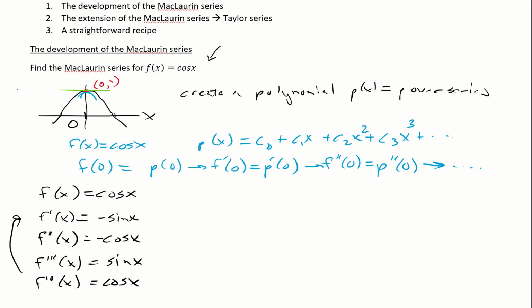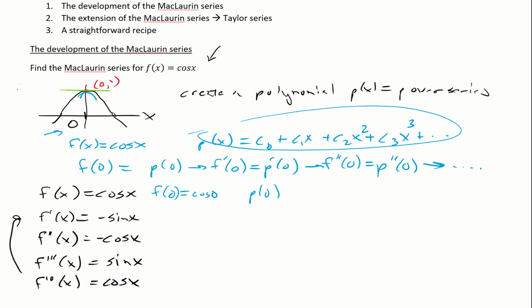All right, that's all well and good. But now what we do is we plug in our number. We're going to center it, as they say. We center it at 0 when it's a MacLaurin series. And so what we want is f of 0 to match p of 0, okay? Now remember, p of x is this guy right here, all right? So what is f of 0? Well, what's cosine of 0? Cosine of 0 is 1. So we want that to match p of 0. Well, what is p of 0? I'll put it this way.